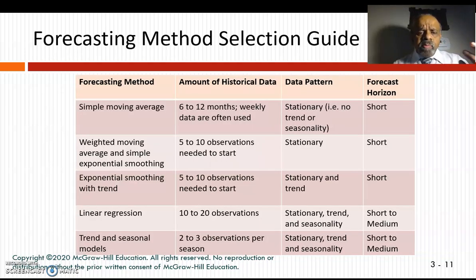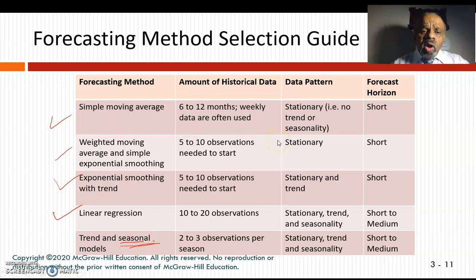Now, there are different models or methods that we are going to be looking at. One is called a simple moving average. We're going to be looking at a weighted moving average and a simple exponential smoothing. We're going to look at exponential smoothing with trend, and then a linear regression, and then just the seasonal model. Okay, we're not going to look at trend as we talked about.